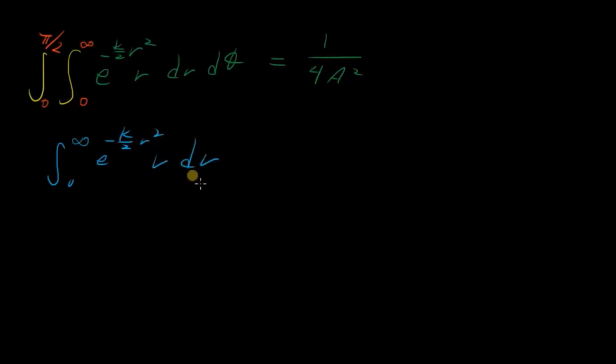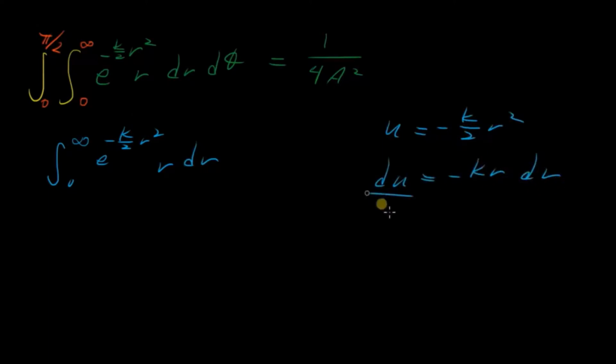Okay, and my R's look like V's there. We're going to do a U substitution. And when I do a U substitution, I like to do it like this. Then I can see my R's cancel out, and I'm going to have e to the u du, and I'm going to have a negative 1 over k.